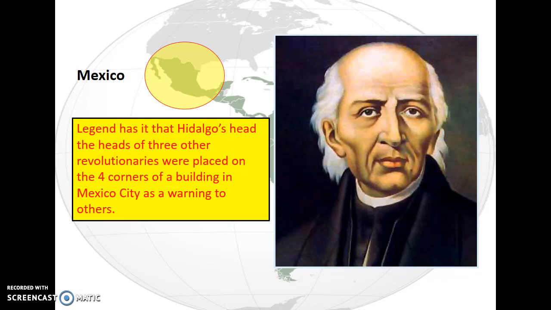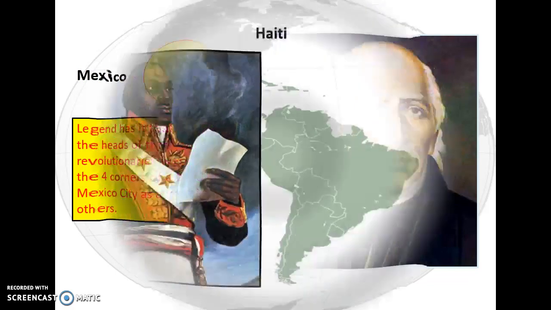Quick side note here, legend has it that Hidalgo's head and 3 other revolutionaries' heads were placed on the 4 corners of the building as a warning to others not to rise up, which really, I guess you could say, did not work.